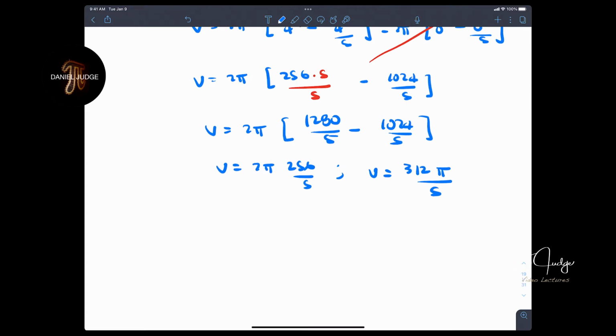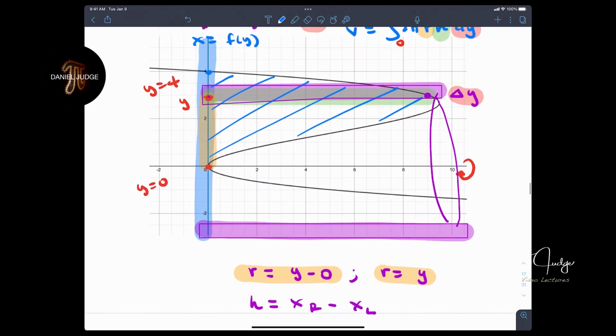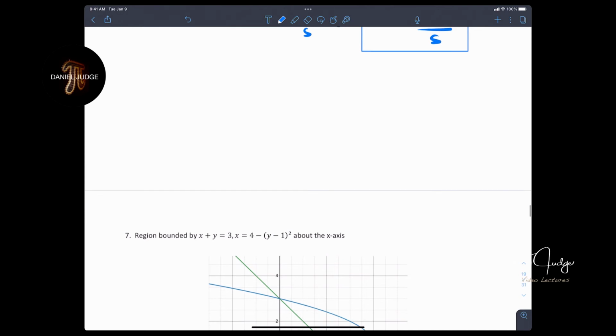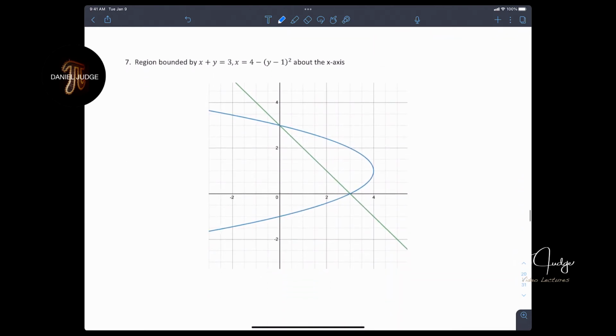Sorry, 512 pi over 5. There we go. So you get your cylindrical shell, ladies and gentlemen. You need your radius and your height, and that's kind of the key. And let's try one more here.